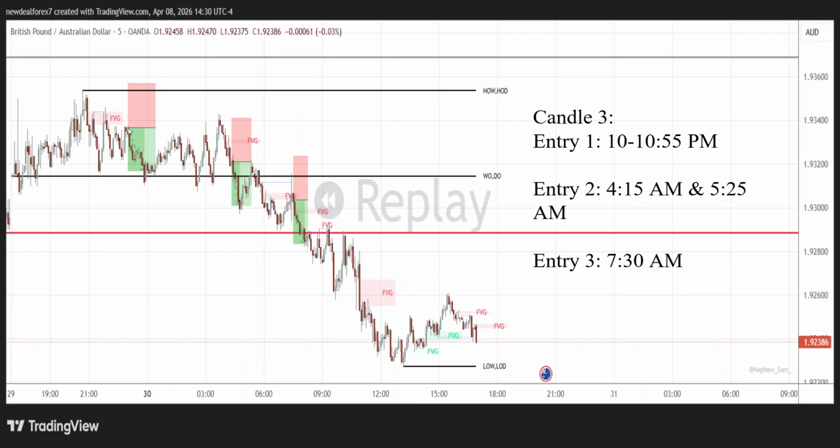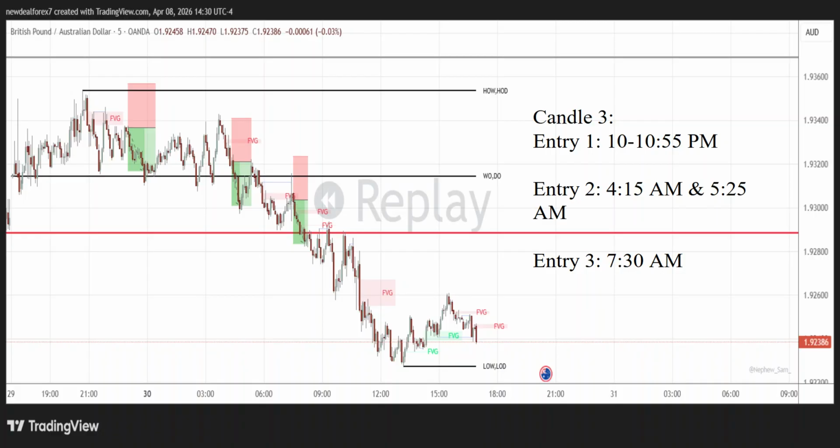So we do entry number 1 right here. The best entry right here would have been about 10 to 10:55 p.m. Eastern Standard Time. And then the next one would have been at 4:15 a.m. to 5:25 a.m. Eastern Standard Time. And then the next one and last one would have been at about 7:30 a.m. Eastern Standard Time. So that's how that shook out.